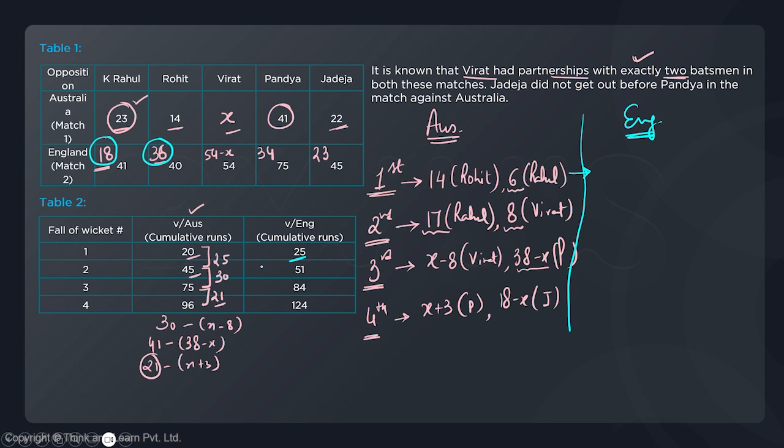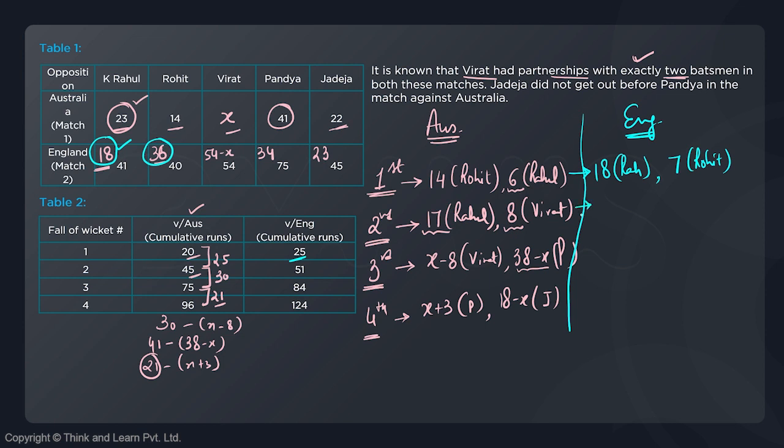So the first person to get out must have made less than 25. Rahul must be the first person to get out. So this time Rahul must have made all his runs, that is 18, to get out. The remaining 25 minus 18, 7 runs, must have been made by Rohit in this first partnership.